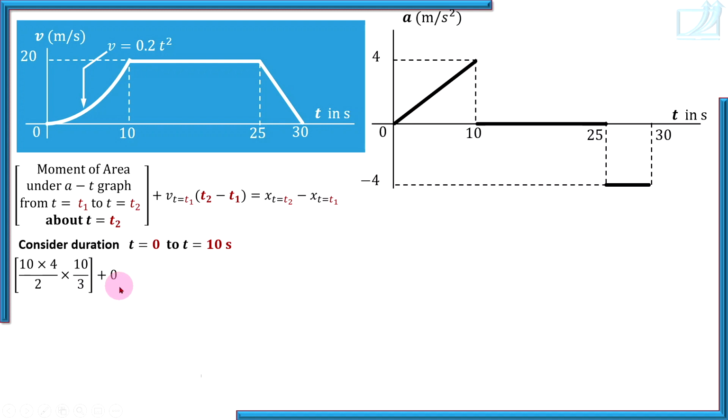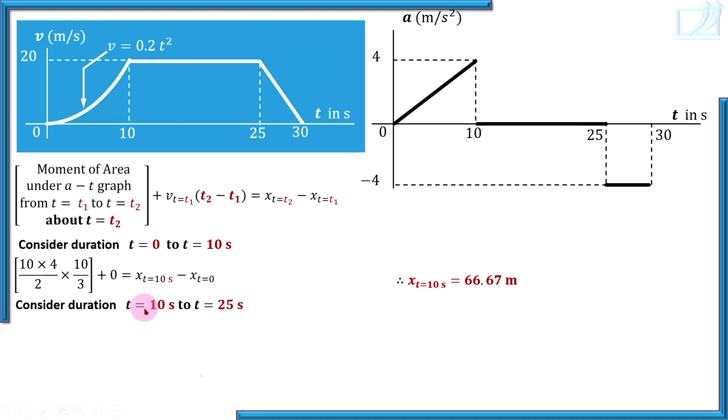Plus initial velocity is 0. 0 to 10 in this diagram, initial velocity is 0. That is equal to change in position. So x at t equal to 10 minus x at t equal to 0, and you have found out the answer. X at t equal to 10 is 66.67.